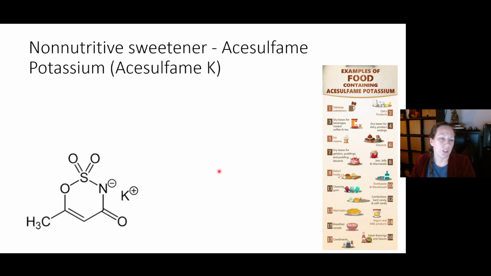The third non-nutritive sweetener is acesulfame potassium, which is also known as acesulfame K. So K equals potassium, right? And this one is actually a salt. And when I say salt, it doesn't mean it tastes salty, but the salt means that it has these ions that make it up, okay? So you have a negative here and a positive with the potassium, and that makes up the salt.